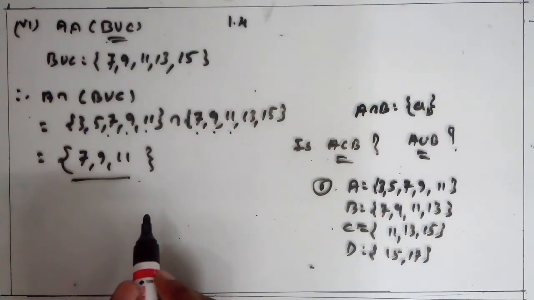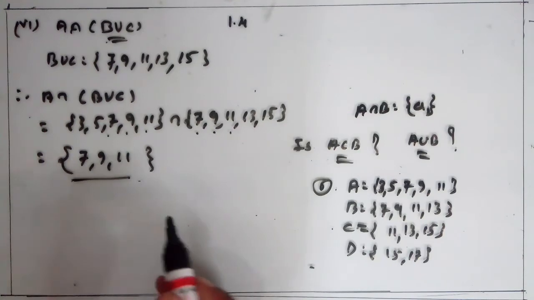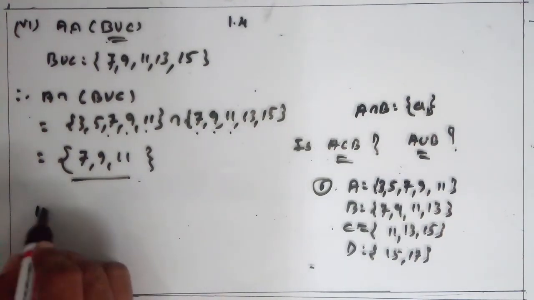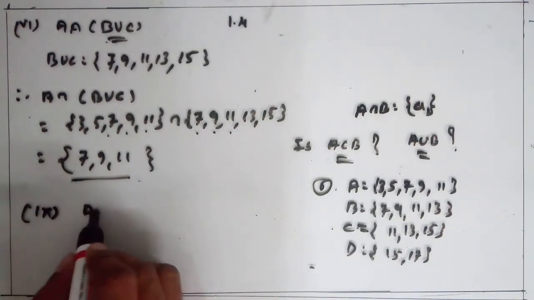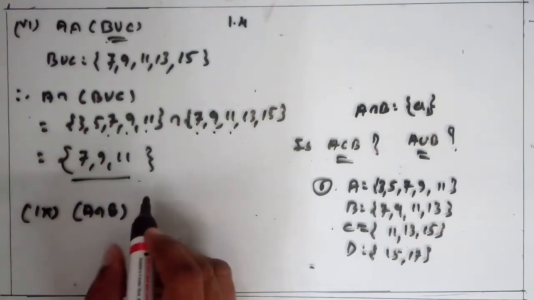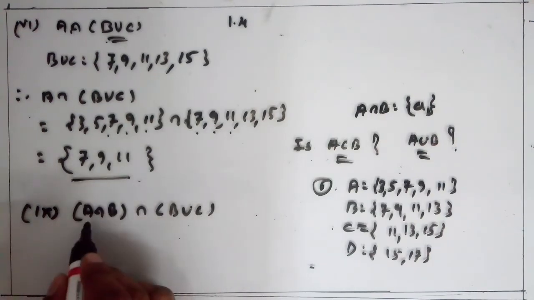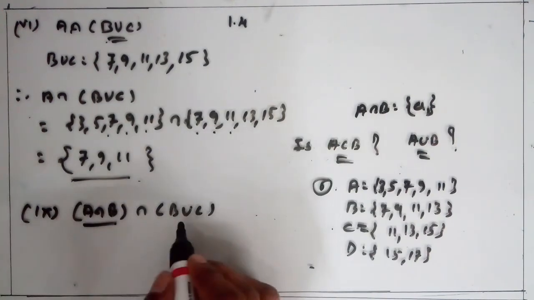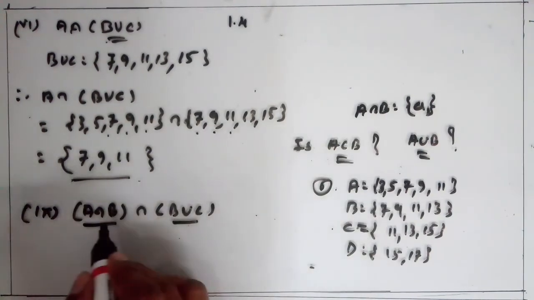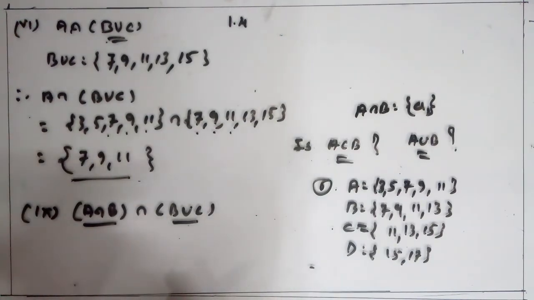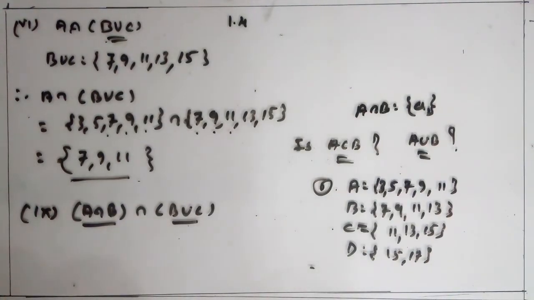Applying the same method, you are able to solve the remaining questions. In question number 9, given, find A intersection B union C. In this case, first we find A intersection B, then find B union C, then get the intersection of both. Clear? Complete yourself.